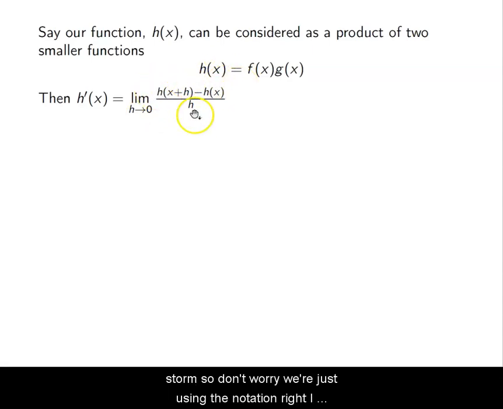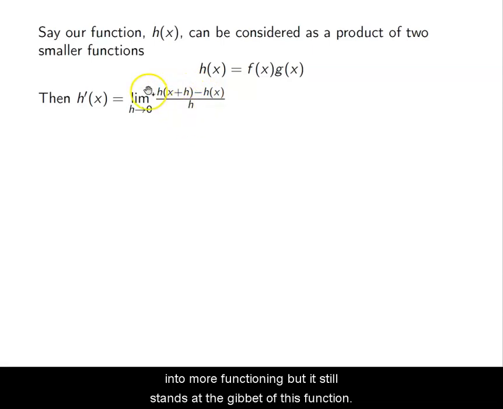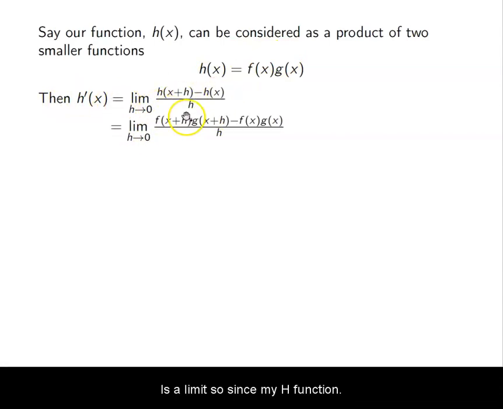We're not going to expand it in this form, so don't worry. We're just using the notation. You've seen this all over the place, so we know that all these h's are not the same h. Two of them are variables and two of them are function names. But it still stands that the derivative of this function is a limit.